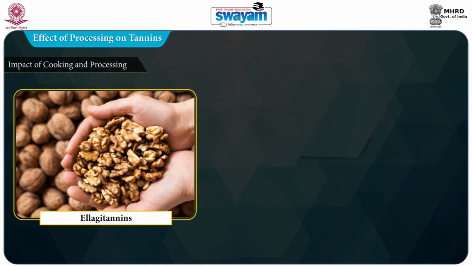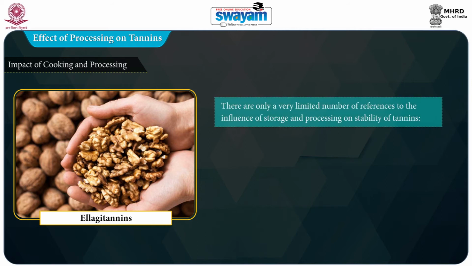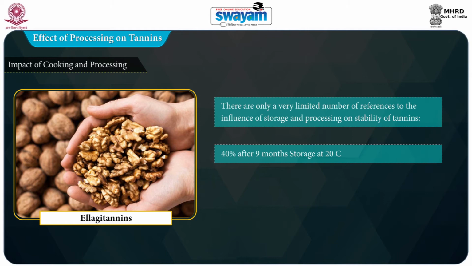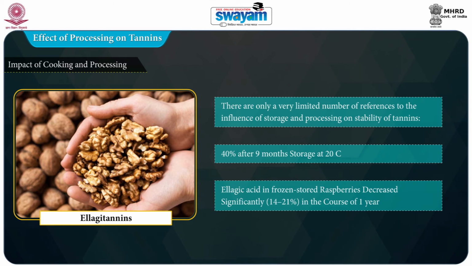Let us now see the effect of processing on the tannins. Only a very limited number of references are available which talk about the influence of storage and processing on the stability of tannins. It has been reported that ellagitannins were reduced by up to 40% after 9 months of storage at 20 degrees centigrade, and the amount of ellagic acid in frozen raspberry decreased significantly, by 14 to 21%, in the course of 1 year.